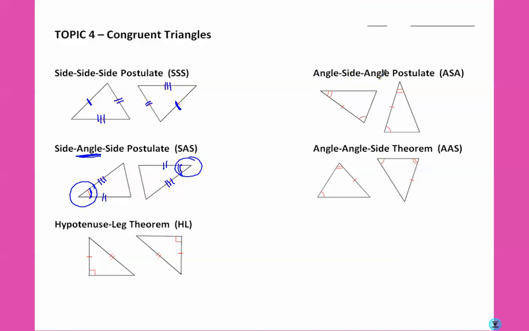Angle side angle is very similar to side angle side. The congruent angles surround the congruent side. And then angle angle side, the side that they have congruent is outside the congruent angles.